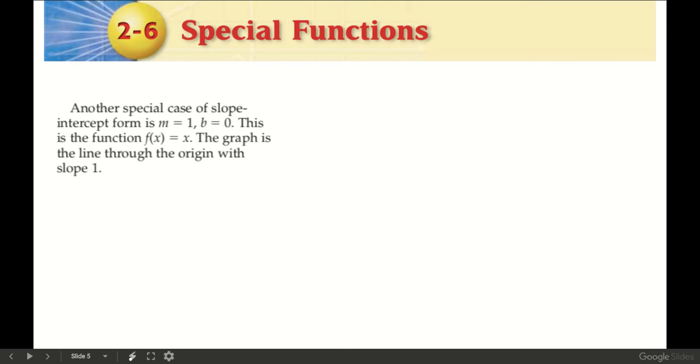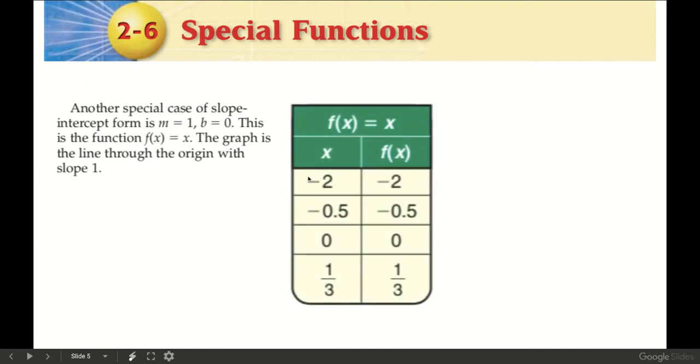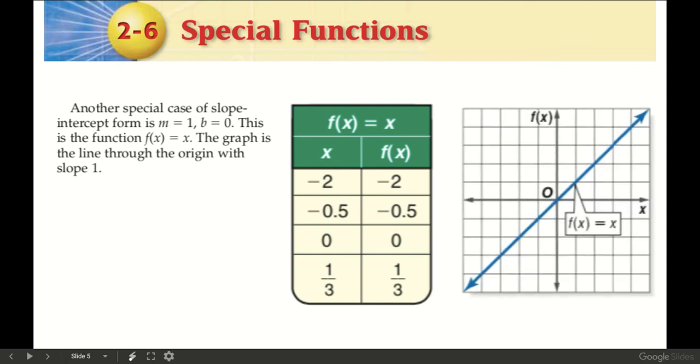Another special case of slope-intercept form is if the slope is 1, right? And the y-intercept is 0. So this creates the function f of x equals x, or y equals x. So the graph goes through the origin, right? Because our y-intercept is 0, and the slope is 1. So this would create a table like this, right? Basically, anytime I input an x value, it's going to match the exact same y value, or the exact same output. So that creates a graph like this, right?